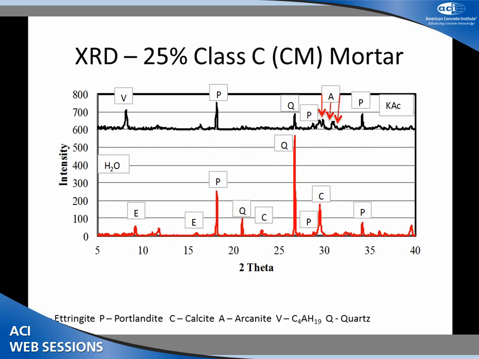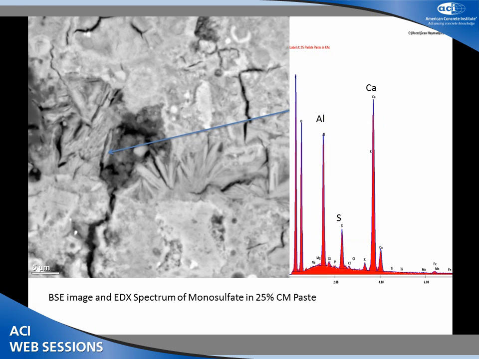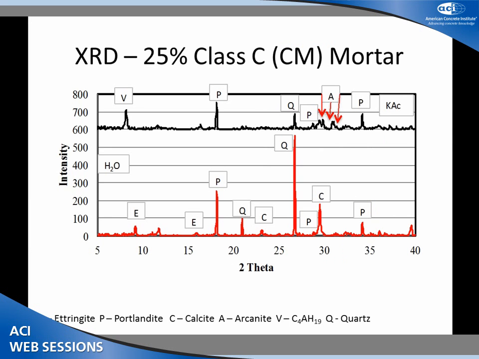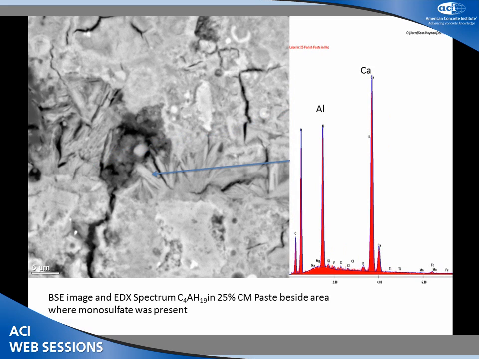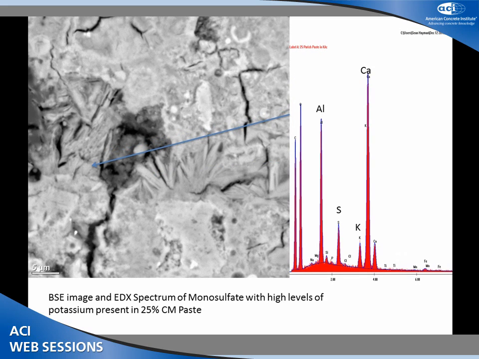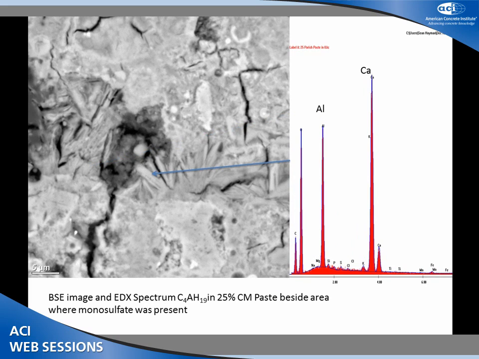So this is with mortar now, the exact same thing that we saw with the paste. You're losing your ettringite and you're forming arcanite and calcium aluminate phase. This is just a backscatter image here. This is some monosulfate, and right next to it, we have monosulfate with high levels of potassium. And then even right next to it in the same area, we're actually seeing a formation of this C4H19, or a calcium aluminate phase that is occurring in the system.